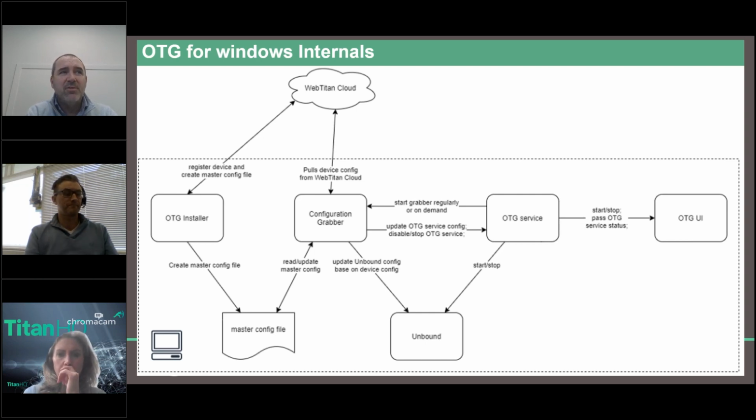Unbound itself, some of you may be familiar with this. It's a popular open source resolver that we use to forward the request. So again, like the DNS proxy mentioned earlier on, it will attach a small piece of metadata identifying this agent so that when we receive the request in the cloud, we can apply the appropriate policy to it.